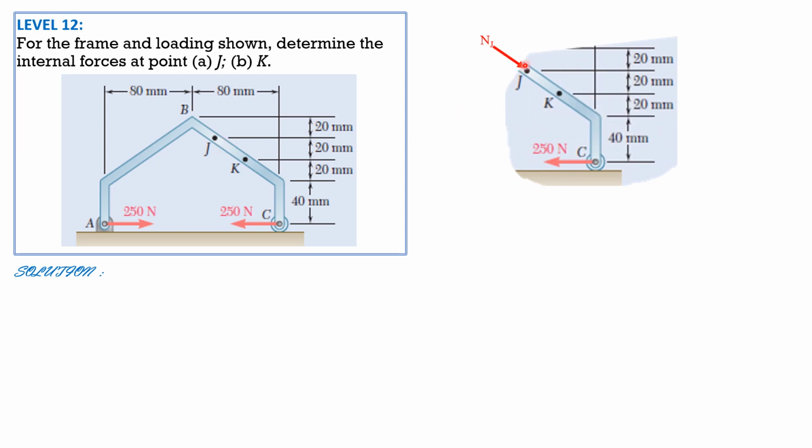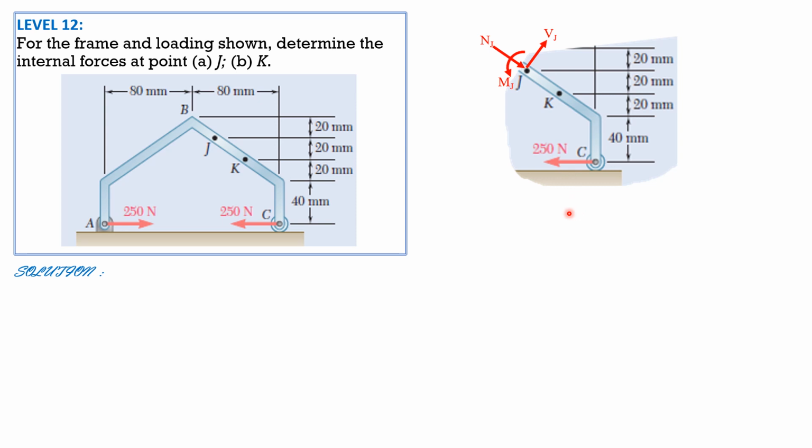So we have NJ, assume compression. It should oppose the 50. Draw VJ up to the right, then a moment counterclockwise as shown to counter the moment of 250.